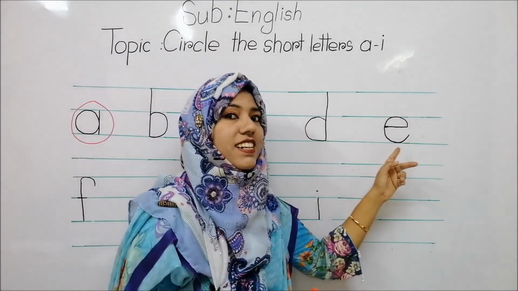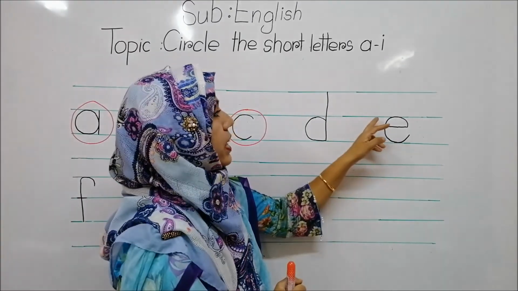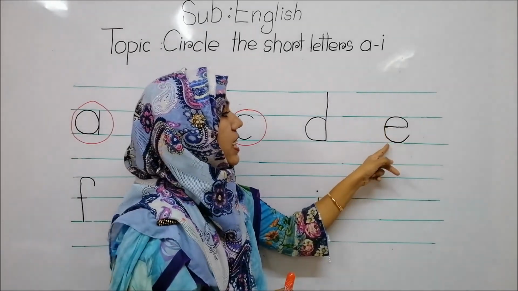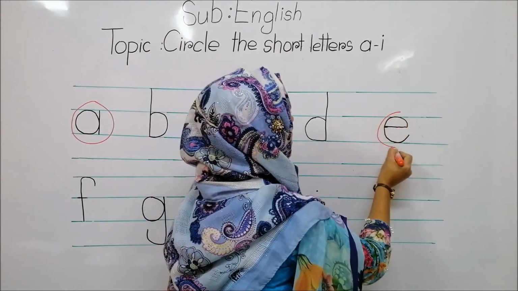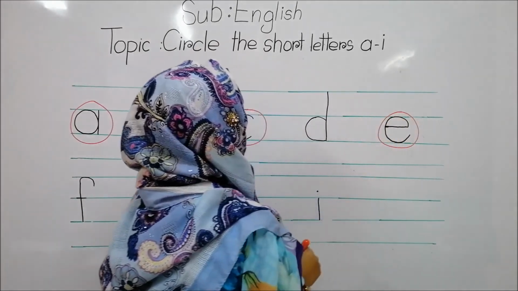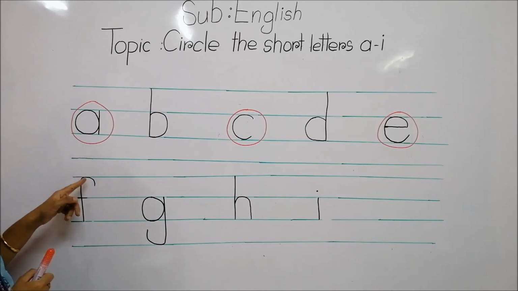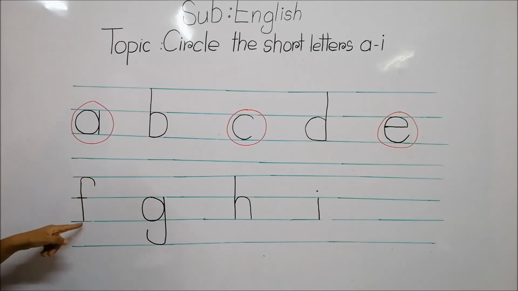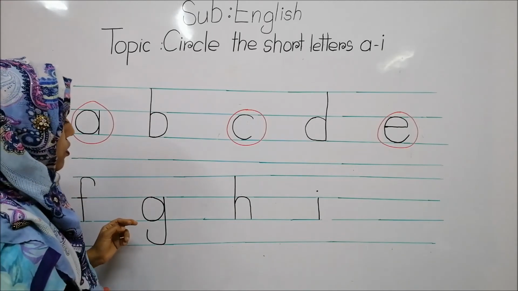Then D then which letter? D then letter E. E sits in the middle row. See, it starts from second line and it goes down and touch third line. So it's a short letter. So I will circle the letter E. Okay, E then which letter? E then look F. F starts from first line, then it goes down and touch the third line. So it's a tall letter. I will not circle this one also.